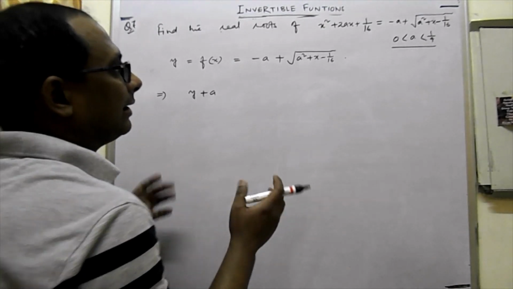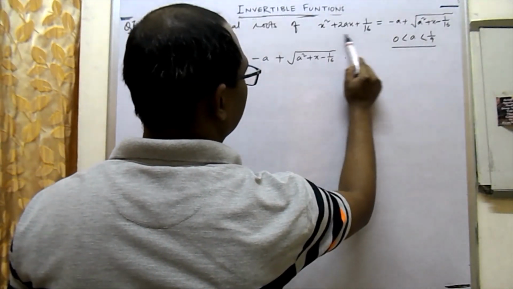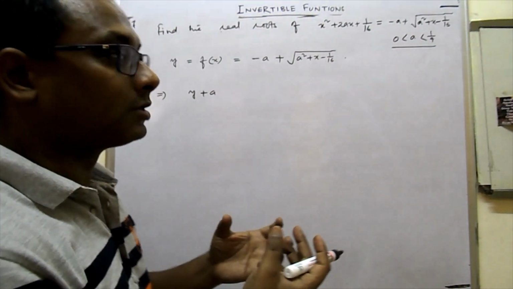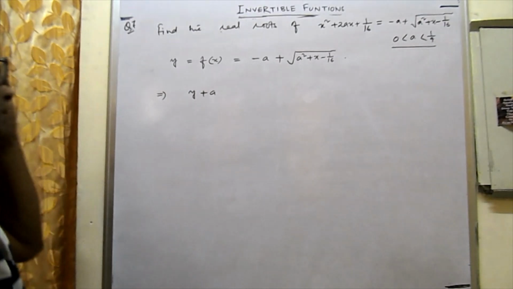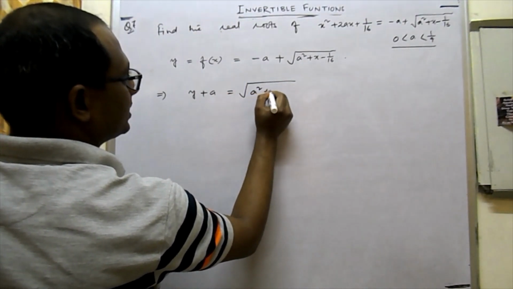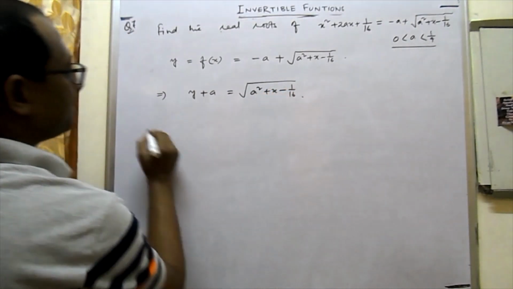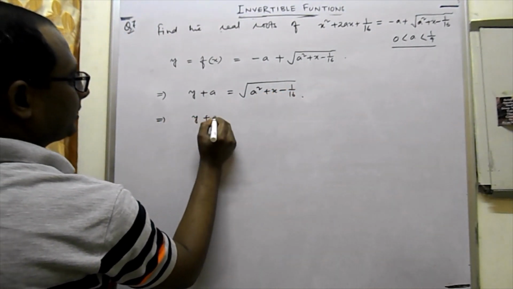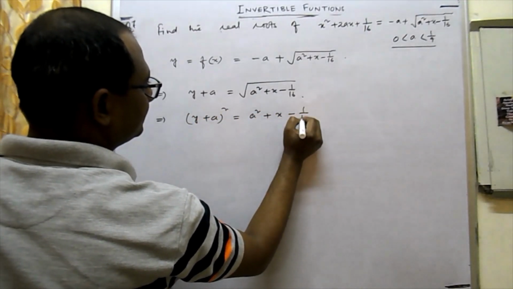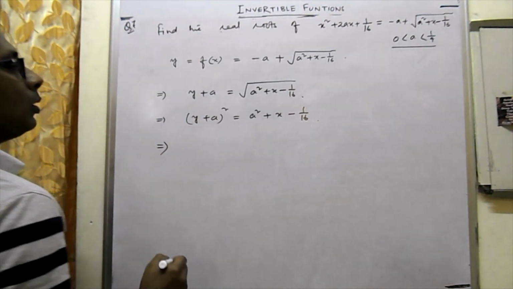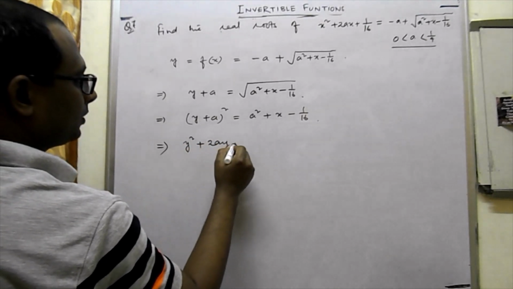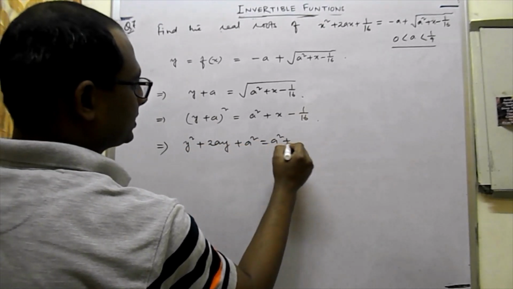The idea is, if I can show any one of these functions to be the inverse of the other, I can write the solution as f(x) equals x. That is the idea. So y plus a will be equal to root over a square plus x minus 16. So we'll square it: y plus a whole square equals a square plus x minus 16. So y square plus 2ay plus a square equals a square plus x minus 16.